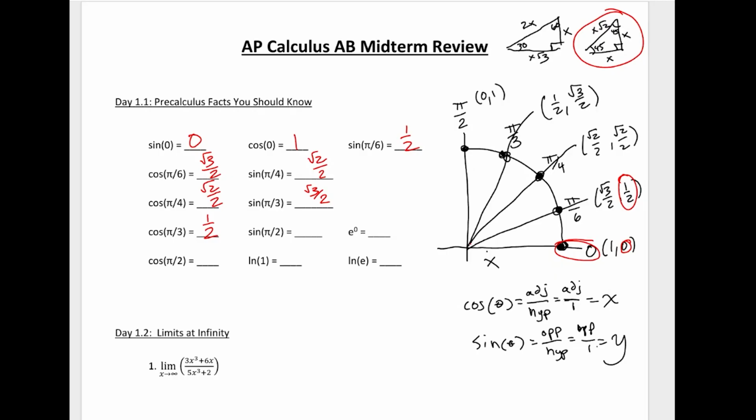And then at pi over 2, the y value is 1 and the x value is 0. So the sine is 1 and the cosine of pi over 2 is 0. So that'll give you the majority of these. The rest of these questions have to do with natural log and exponential expressions.